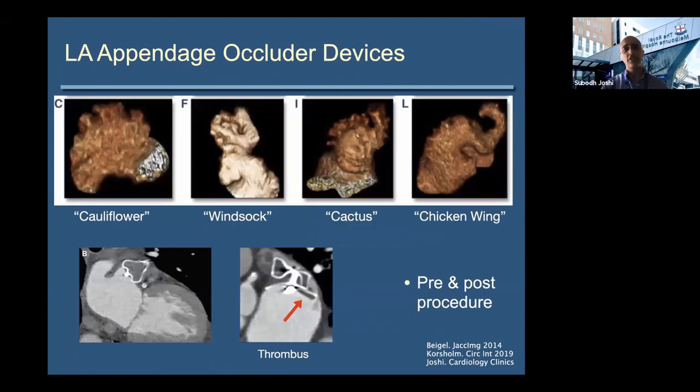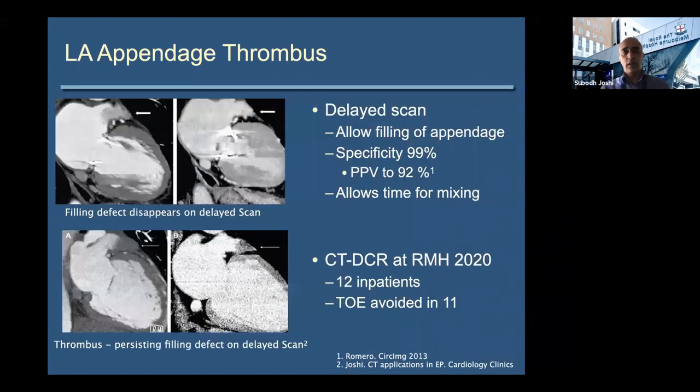Left atrial appendage. So for LA appendage occlusion, CT is used a lot for guiding that, and you've heard all these terms to describe the different morphologies of the appendage. And similar to TAVI, it's very useful for evaluating post-procedure as well. Left atrial appendage thrombus, of course, we often come across in patients pre-pulmonary vein isolation, identifying filling defects. We've got a lot better at actually excluding thrombus and trying to differentiate that from slow flow, which can otherwise be difficult.